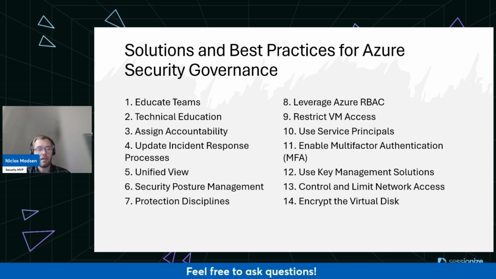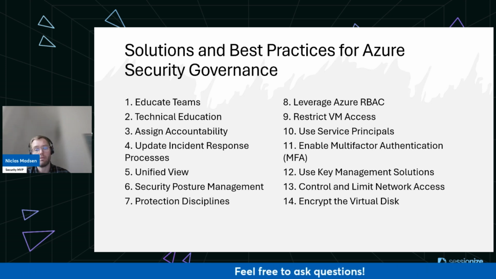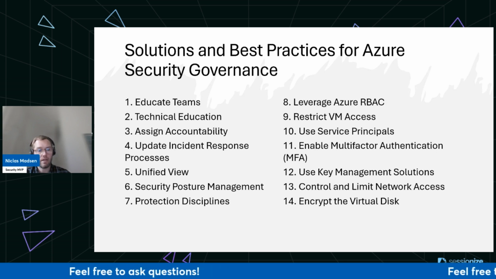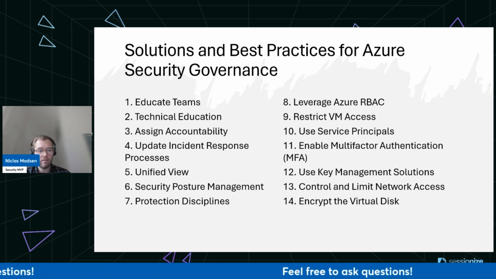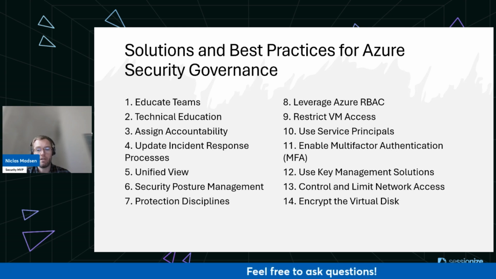So again, some of the solutions and best practices to these issues, right? It is to educate your teams, really about the people. This always starts with the people. Then you can start looking at your processes, assign accountability, update your incident process, and so forth. And then you see, latest on here, like number 14, then you can start encrypting things, the technology part of it. So really people, processes, technology, it's very important.